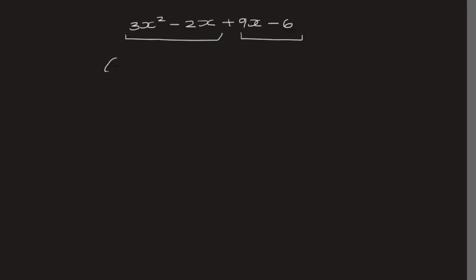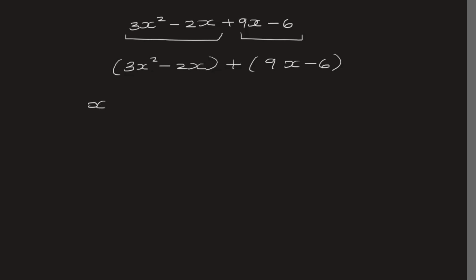Take the first two terms, which is 3x squared minus 2x plus 9x minus 6. So in the first bracket, what is the highest common factor? So the highest common factor here is x.